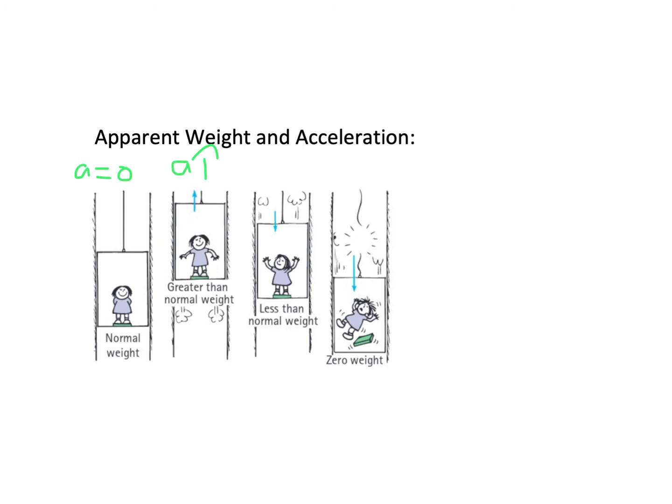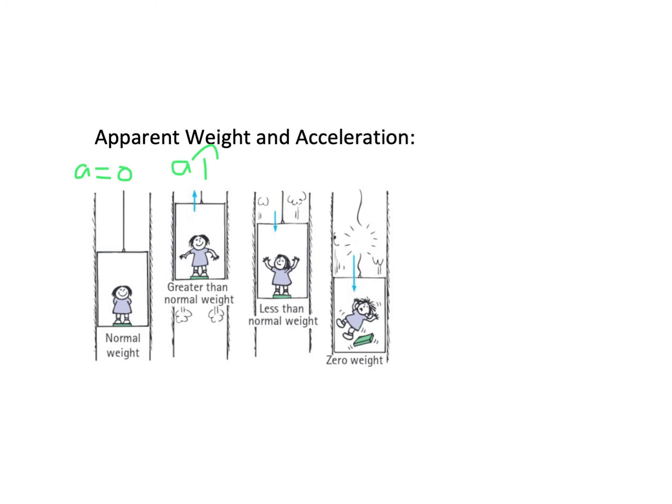And during the time when the elevator is accelerating upwards, you're going to feel heavier. You feel an increase in weight. We call that your apparent weight. You're not really heavier. You haven't eaten a bunch of food and gained a bunch of mass and gotten heavier. You're just feeling heavier because of the acceleration. It's the apparent weight, not the actual weight.